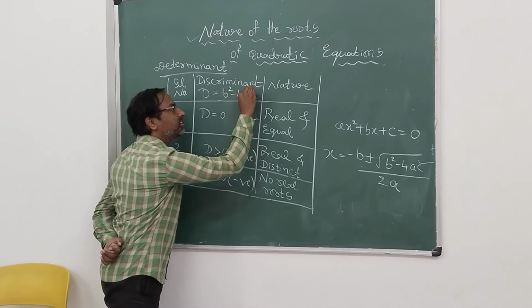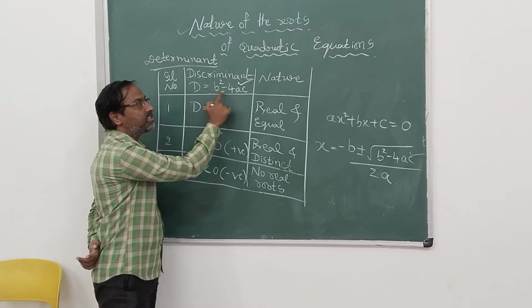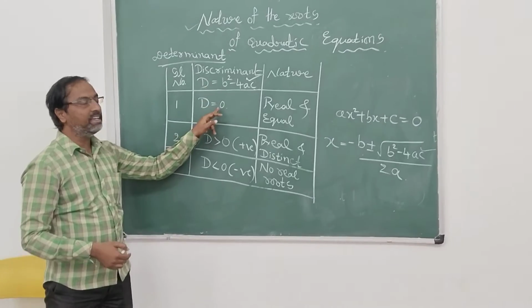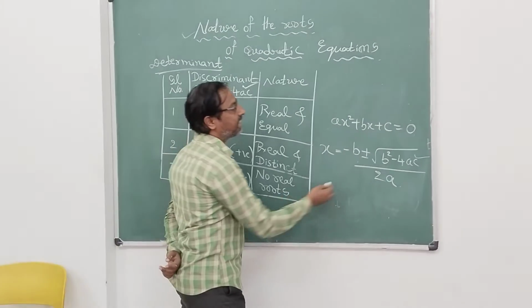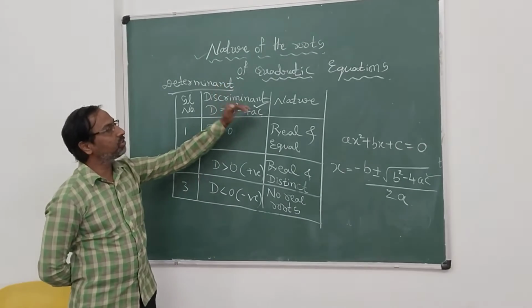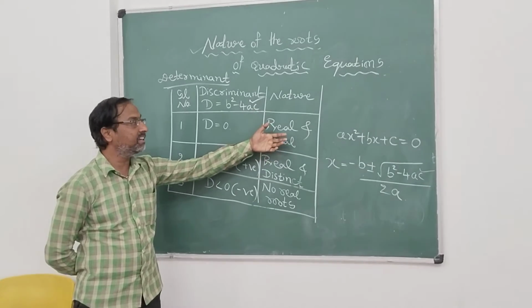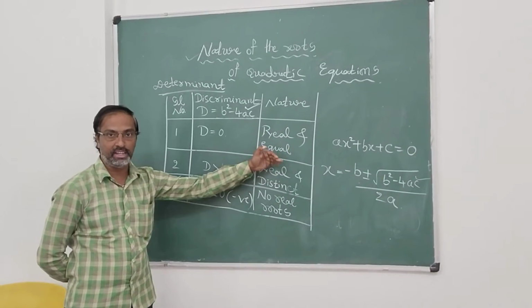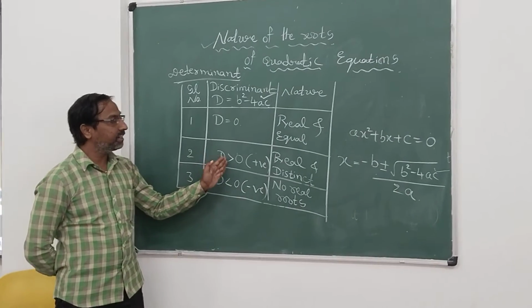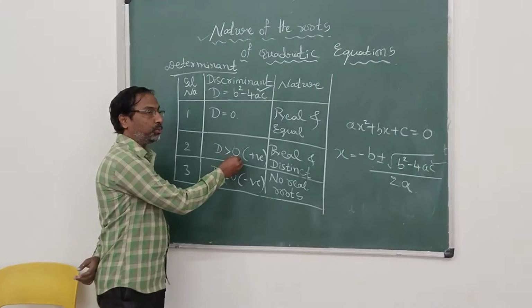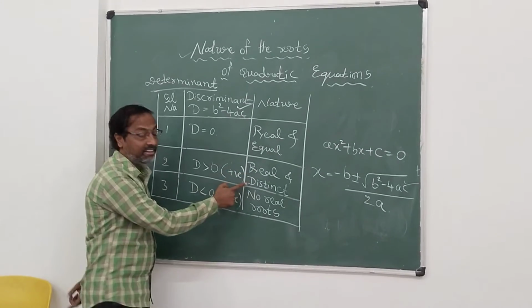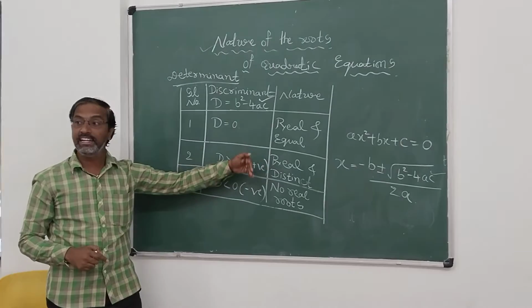Which one do we call the discriminant? It is the factor b square minus 4ac in this formula. Suppose the value of d, that is b square minus 4ac, is 0. Then the roots we get are real and equal roots. If the value of d is greater than 0, that is positive, then the roots are real and distinct.